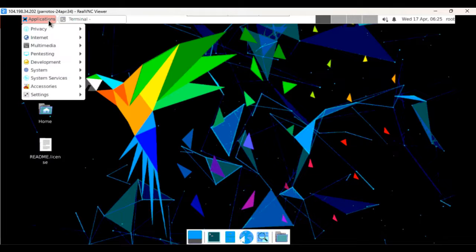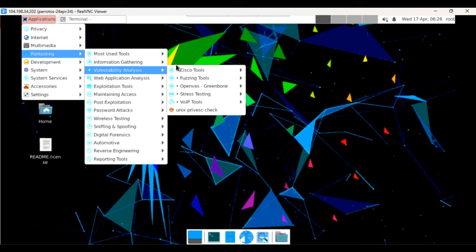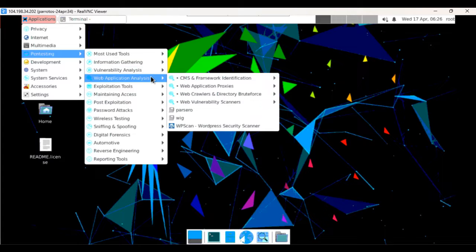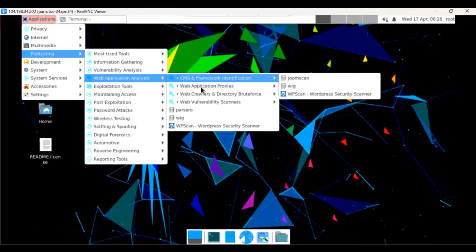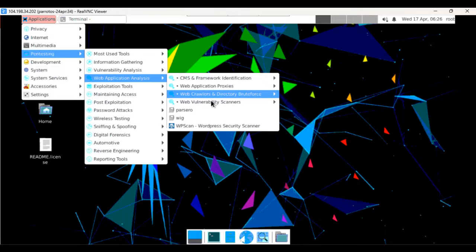Okay, so this is our ParrotOS, and here you can find all the things about vulnerability assessment tools and other tools also. If you click on vulnerability analysis, here you can find Cisco tools, fuzzing tools, OpenVAS tools, stress testing tools, VoIP tools, a lot of tools for vulnerability analysis. And if you click on web application analysis tools, you can find CMS and framework identification, web application proxies, web crawlers and directory brute force, vulnerability scanners. These are all the tools that you find in ParrotOS for vulnerability analysis and web application analysis.